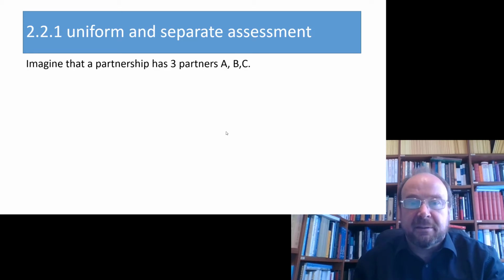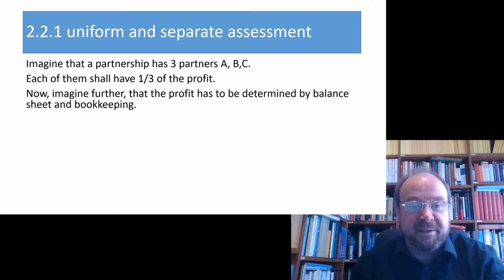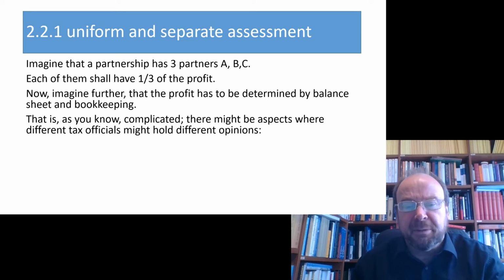The best way to understand the rule is always to begin with the problem. So imagine that a partnership has three different partners, and we name them today A, B, and C. Each of them has 1/3 of the profit. Now you know it is not the partnership that is taxed, but the partners. And the determination of the profit of a partnership can be complicated. Imagine they run a shop, so they have to make a balance sheet and do bookkeeping. That is highly complicated, and there might be different opinions concerning details.